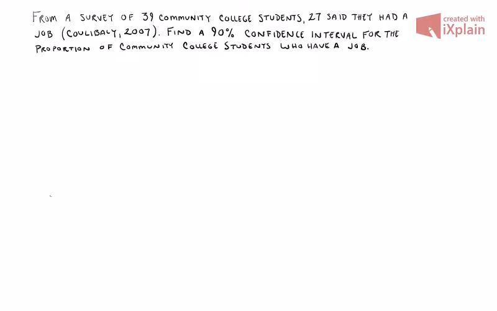So what I want you to be aware of is that when they're asking you to find a confidence interval, they're actually asking you, essentially, give me an interval of potential proportions, because hopefully within that interval, the true population proportion is going to be found.